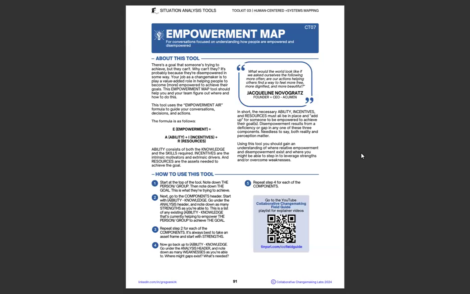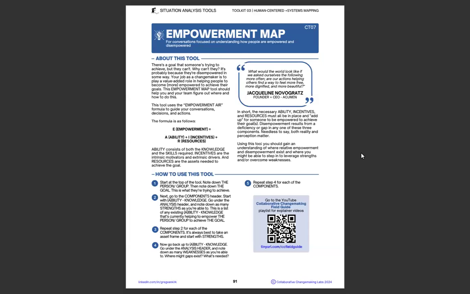So starting at the top here about this tool, there's a goal that someone's trying to achieve, but they can't. Why can't they? It's probably because they're disempowered in some way. Your job as a change maker is to play a value-added role in helping people to become more empowered to achieve their goals. This empowerment map tool should help you and your team figure out where and how to do this. This tool uses the empowerment AIR formula to guide your conversations, decisions, and actions.